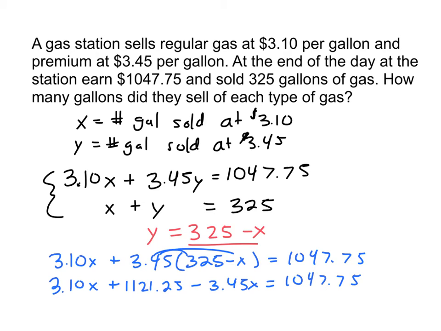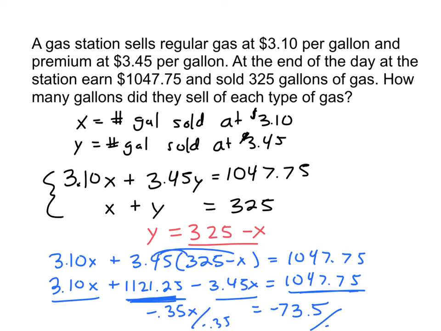Let's combine like terms. 3.10x minus 3.45x is negative 0.35x. Then let's subtract 1121.25 from 1047.75. If you subtract those two numbers, you should get negative 73.5. Divide both sides by negative 0.35. I'm running out of room, so I'm going to write this up here. You'll get x equals 210.